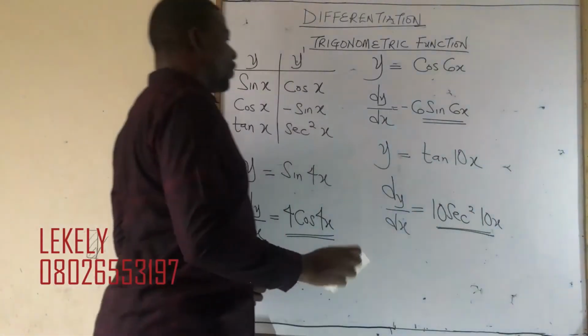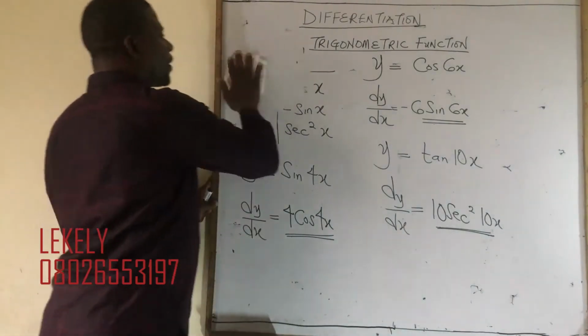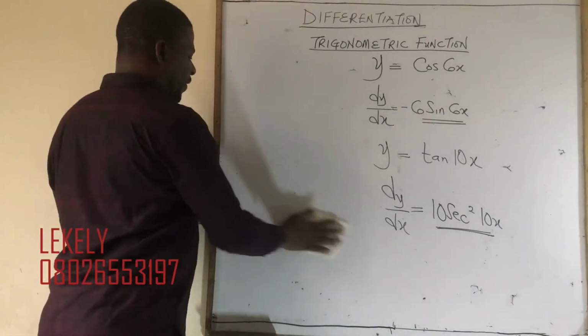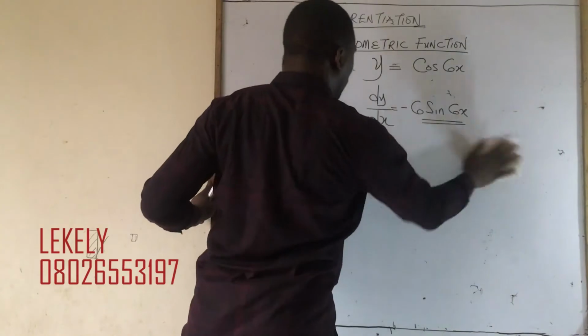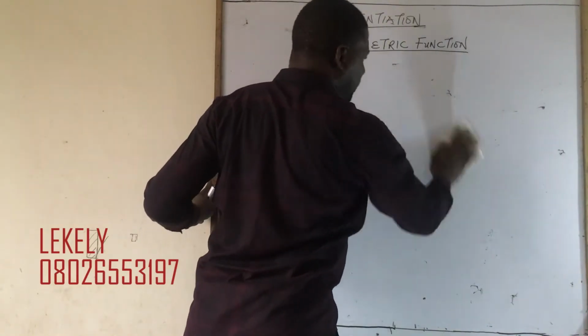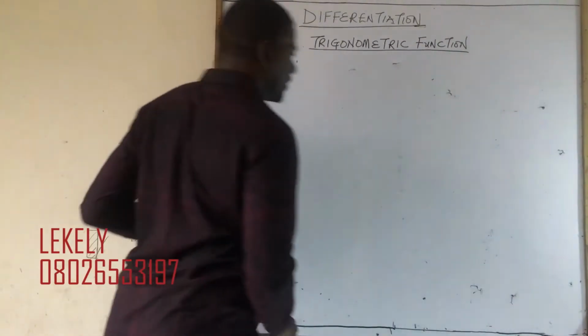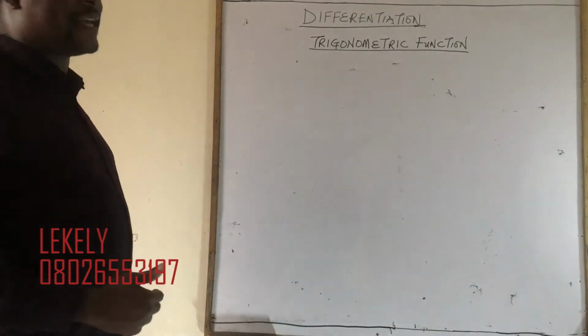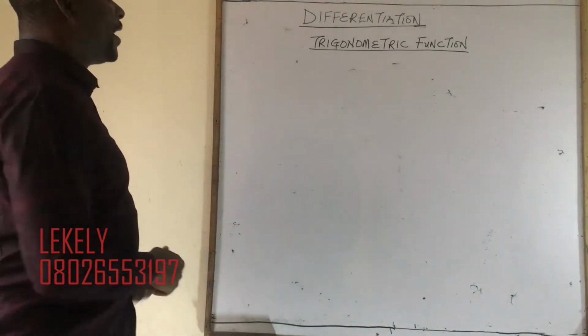Now I expect you to pause the video and copy this. Don't forget, if you differentiate sine x, it will give you cos x. If you differentiate cos x, it will give you minus sine x. And if you differentiate tan x, it will give you sec squared x.